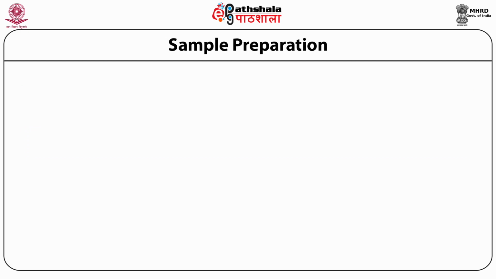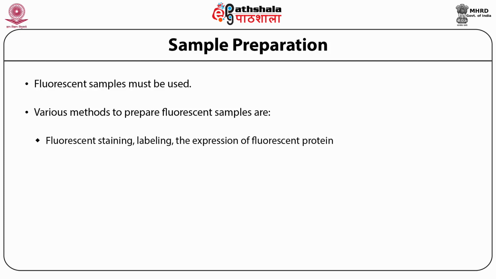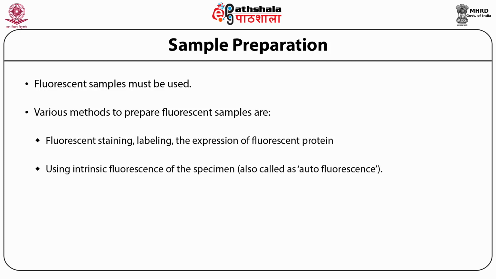Now, sample preparation. For sample preparation, fluorescent samples must be used. There are various methods to prepare fluorescent samples, such as fluorescent staining, labeling, and the expression of fluorescent protein. Then, using the intrinsic fluorescence of the specimen, which is also called autofluorescence. This can be achieved by various techniques which are used for fluorescent staining.